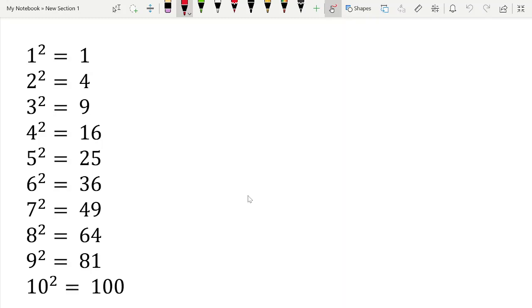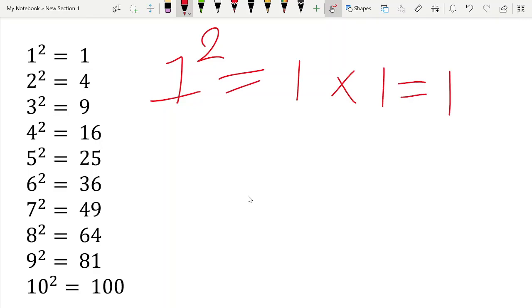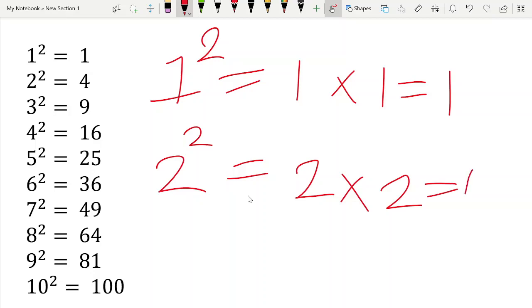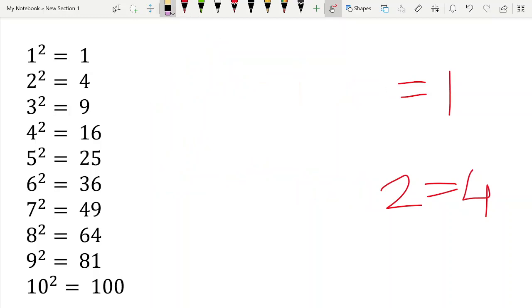Now what does a square actually mean? A square means that if you have 1 raised to the power of 2, or 1 square, it is basically equal to 1 times 1, which is equal to 1. Let's take another example, 2. 2 raised to the power of 2 is equal to 2 times 2, and that is equal to 4. Okay, so that's what squares are. Now, let me just rub this out and let's continue.